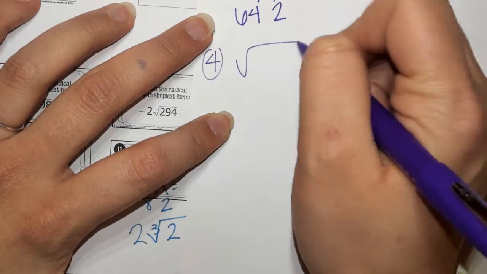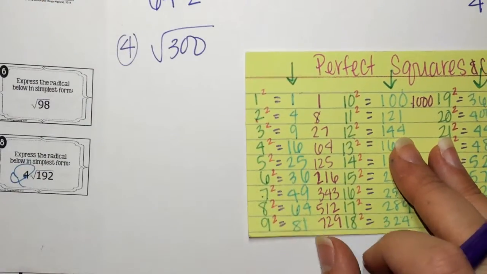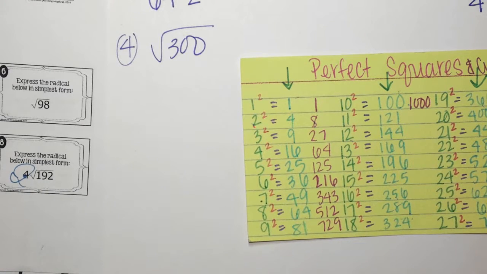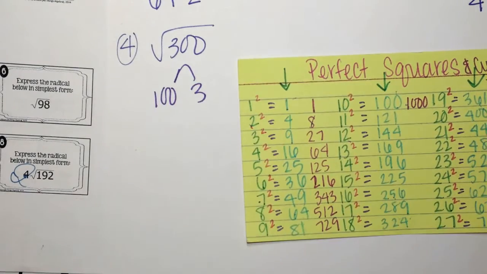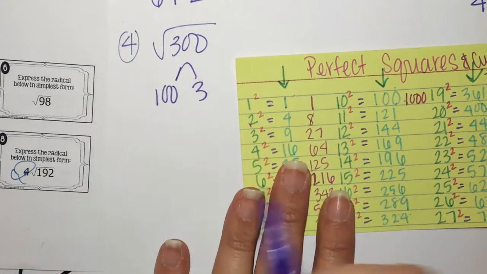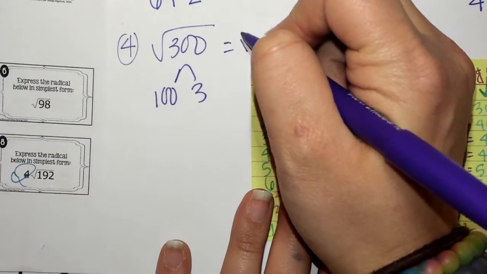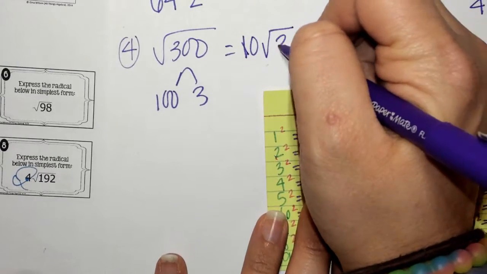is the square root of 300. Now, without a shadow of a doubt, what perfect square do we know goes into 300? 30 is not a perfect square. 100. You were so close. Alright, what's the square root of 100? We look at 100, we go to the left, it's 10. So this becomes 10. And then 3 is the lonely friend that wants to read a book, so he stays inside the house.